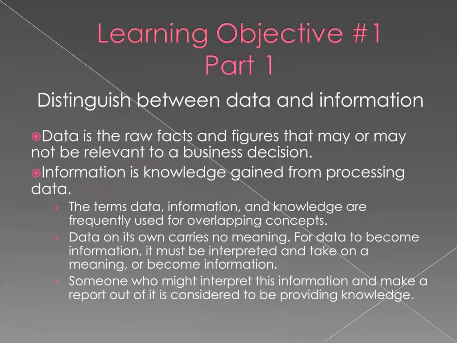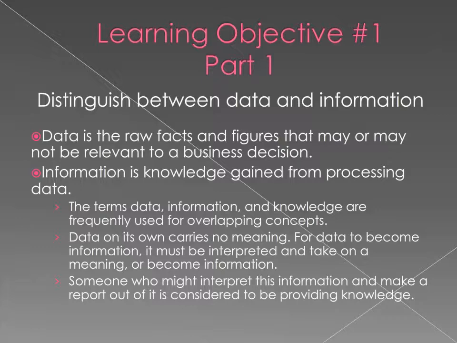Mustang. Now, the terms data, information, and knowledge are frequently used for overlapping concepts. Reason being, when you think of the full definition of data, most people don't think of data as just being raw facts and figures. Information is what is collected from that data, and the knowledge is when you present it in a report form or, like, showing a pie chart or a table.